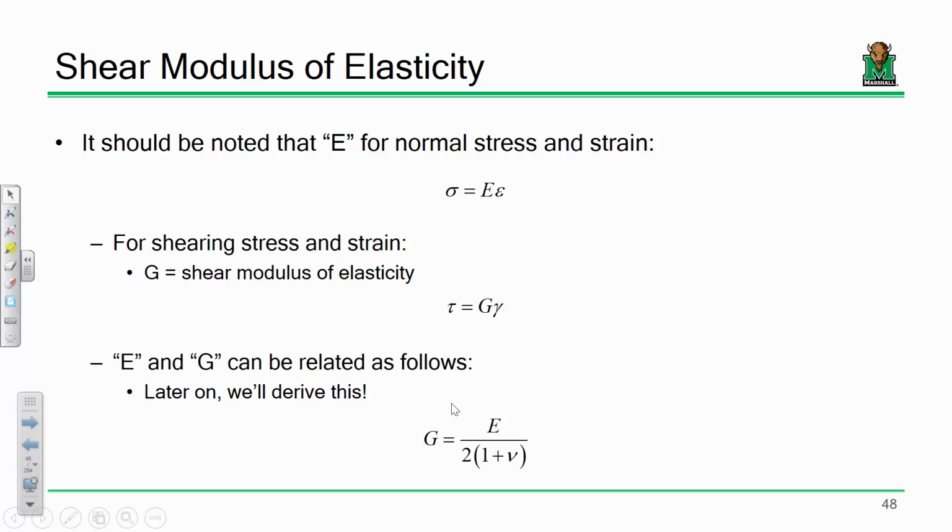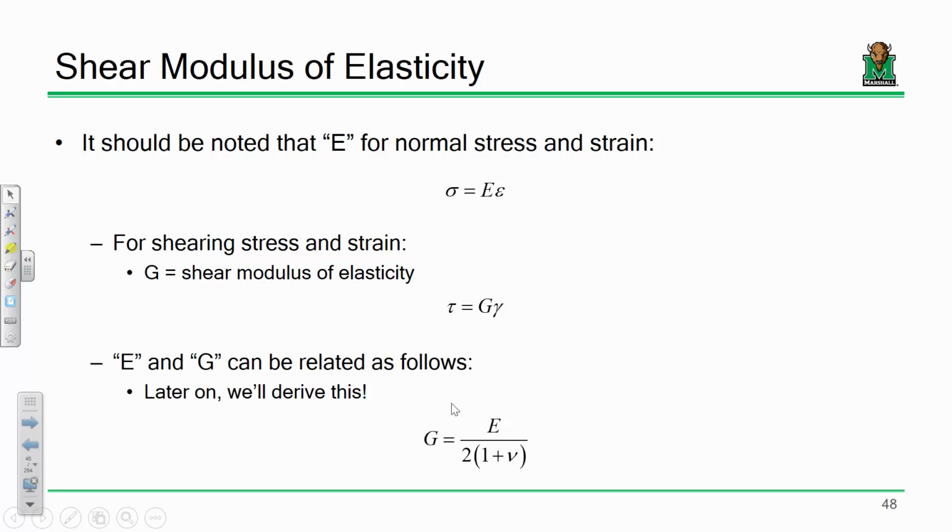A couple other things worth mentioning. When we've been talking about Hooke's law, we've been talking about normal stress and normal strain applying that way. If you're talking about shear stress or shearing strain, there is a similar constant. Instead of the elastic modulus, we call it the shear modulus. So the elastic modulus we call E, and the shear modulus we call G.